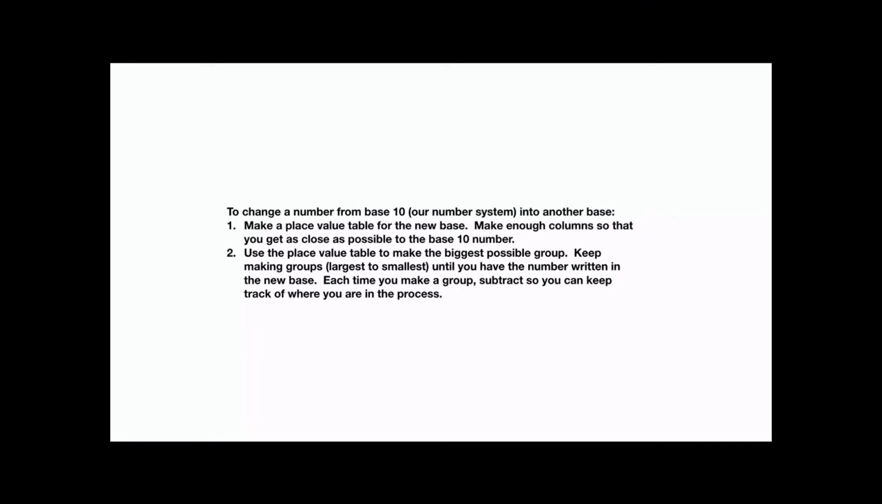Then, use the place value table to make the biggest possible group. Keep making groups, largest to smallest, until you have the number written in the new base. Each time you make a group, subtract so you can keep track of where you are in the process. So now I'm going to do some examples.